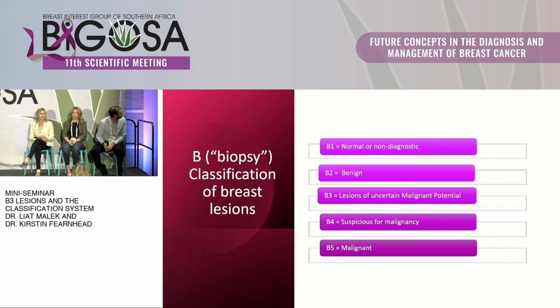In fact, the B classification, the B stands for biopsy, is a classification that's used a lot in the UK and Europe. It basically delineates 5 categories of findings on needle core biopsy. B1 is normal tissue or a non-diagnostic biopsy. B2 is a benign lesion. The B3 lesions are the ones that cause the most concern and contention, and these are lesions that are regarded as being of uncertain malignant potential. The B4 lesions are suspicious for malignancy, and B5 lesions are classified as malignant.